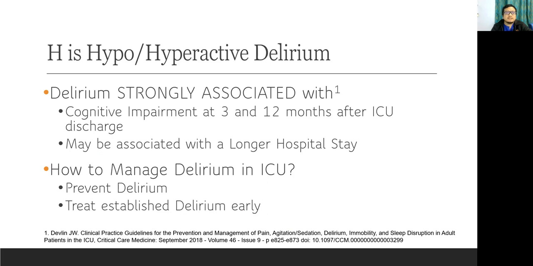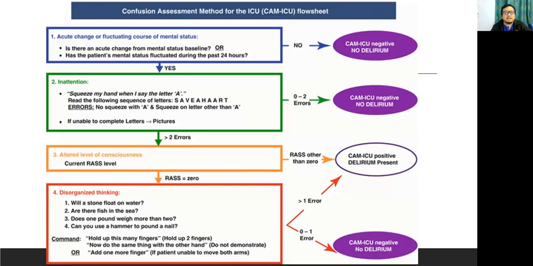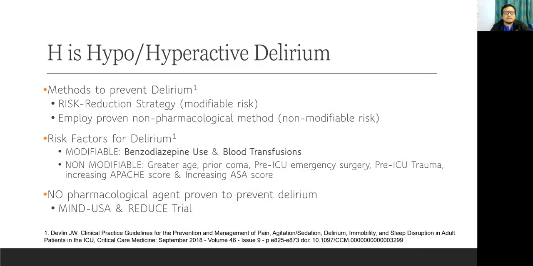So next one is FASTHUG, F-A-S-T-H. Okay, H is hyperactive or hypoactive delirium. Delirium is strongly associated with cognitive impairment and may be associated with longer hospital stay. How to manage delirium in ICU? You have to prevent delirium. You have to treat established delirium early. Okay, this is how you want to assess for and detect any delirium, by using CAM-ICU.